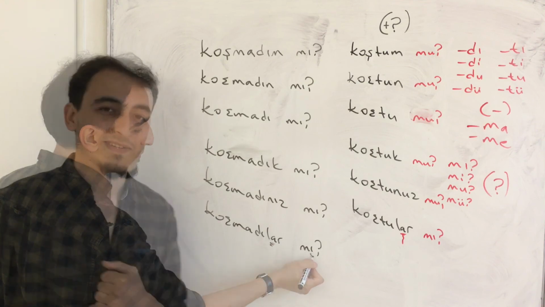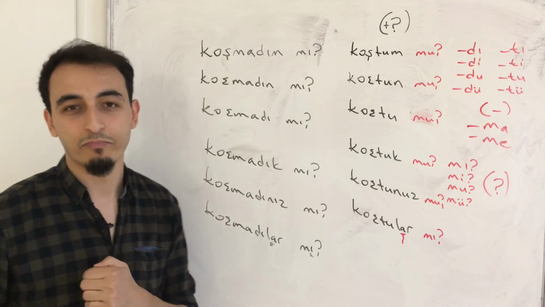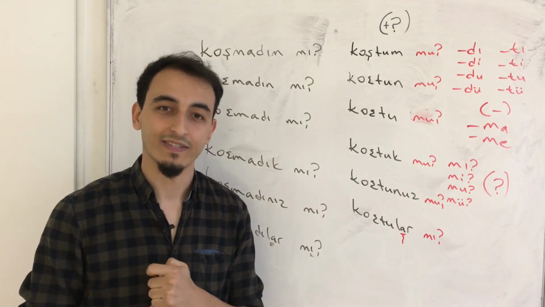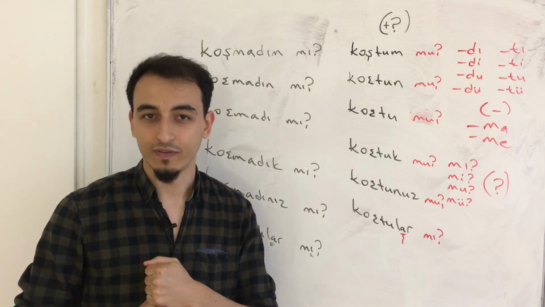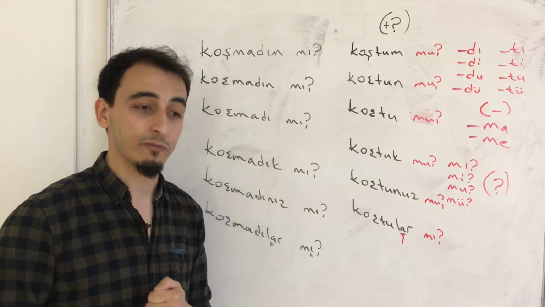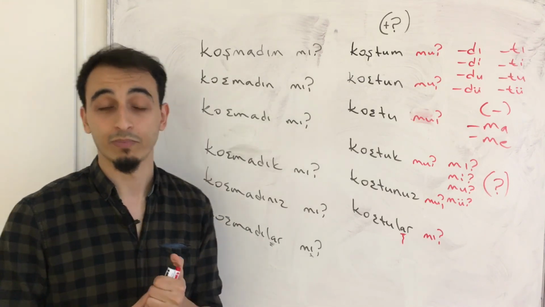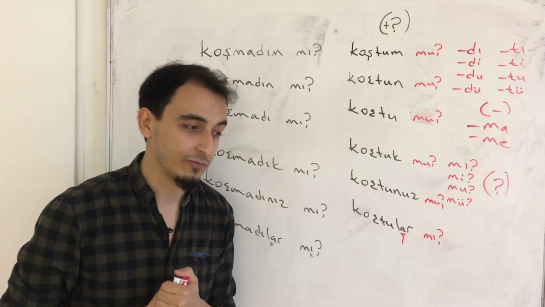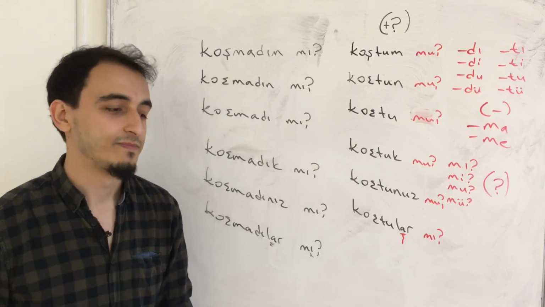Because a is already a vowel. This was basically the past tense, the definite past tense. I hope you enjoyed the lesson and I hope it was not confusing and it was understandable. If you find it confusing, please dislike it. And if you find it useful, you know what to do.